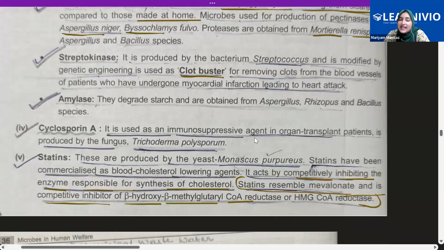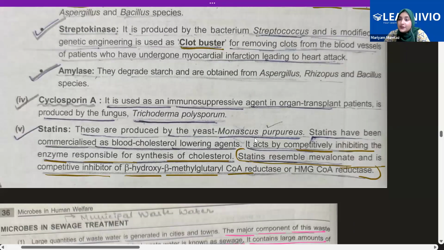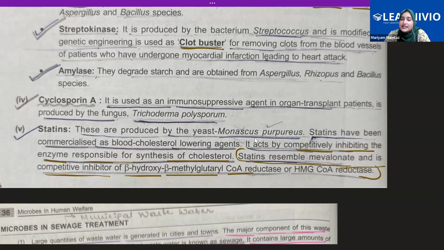Then we have cyclosporin A. It is another chemical which is prepared by microorganisms. This is an immunosuppressive agent. You people remember how those people that have undergone organ transplant have to stay on immunosuppressants all their life because their immune system will attack the organ. Graft rejection, CMI. Yes. So these are the medicines that they have to take in order to suppress their immune system. And this cyclosporin A is made by Trichoderma polysporum.